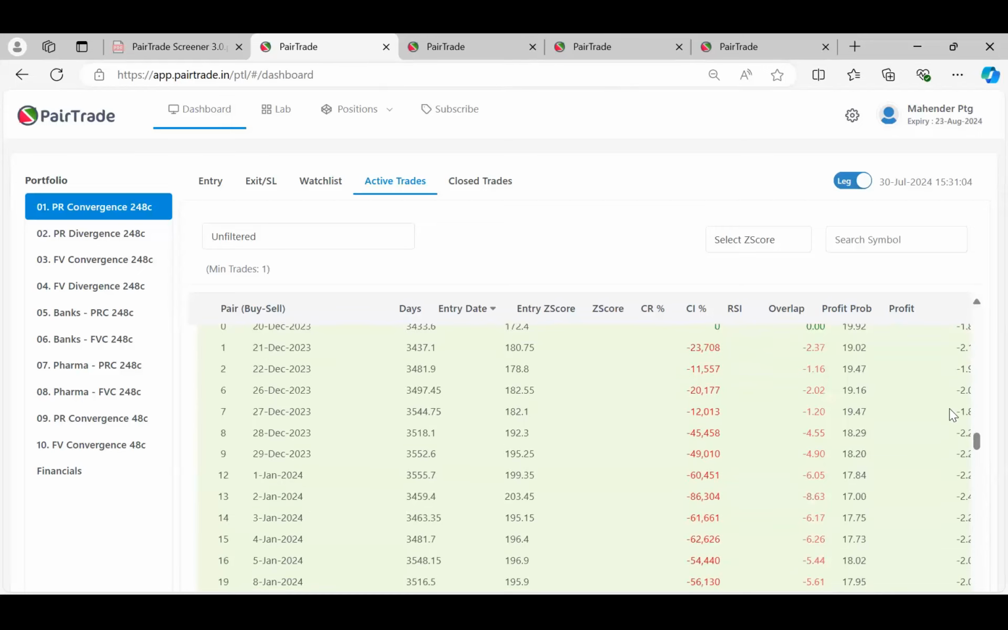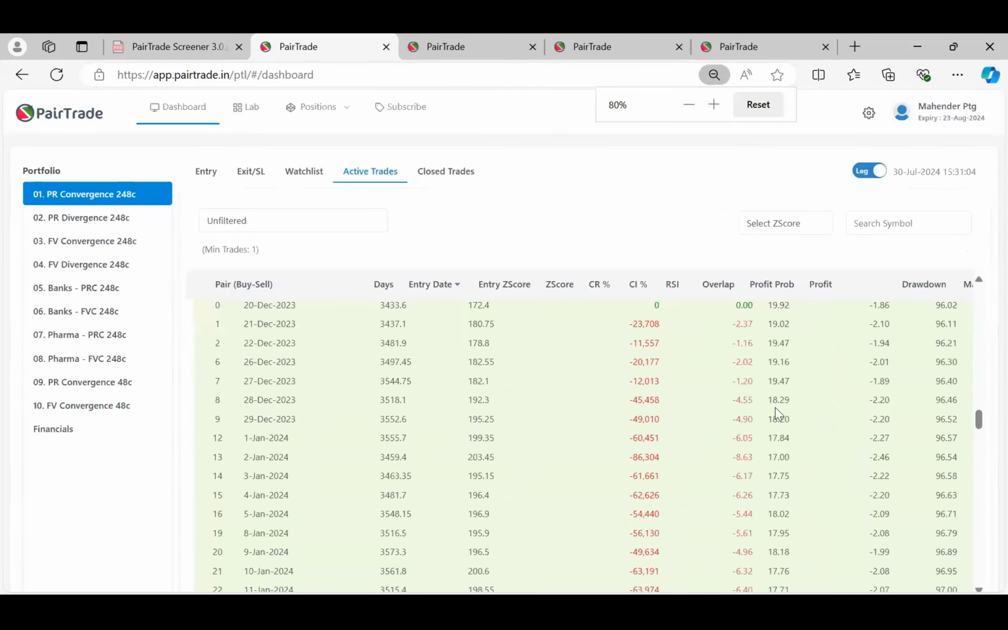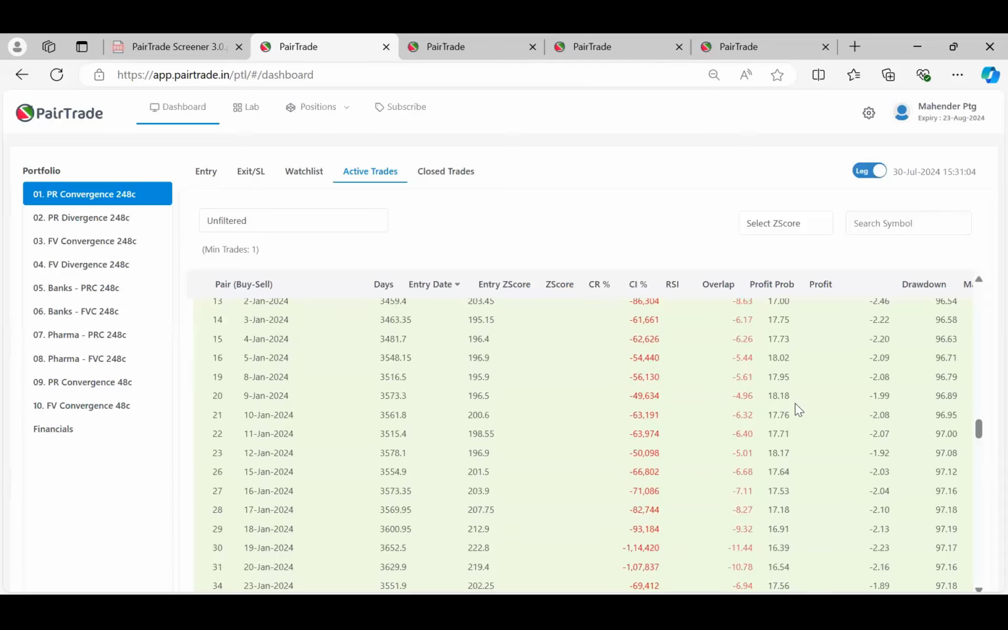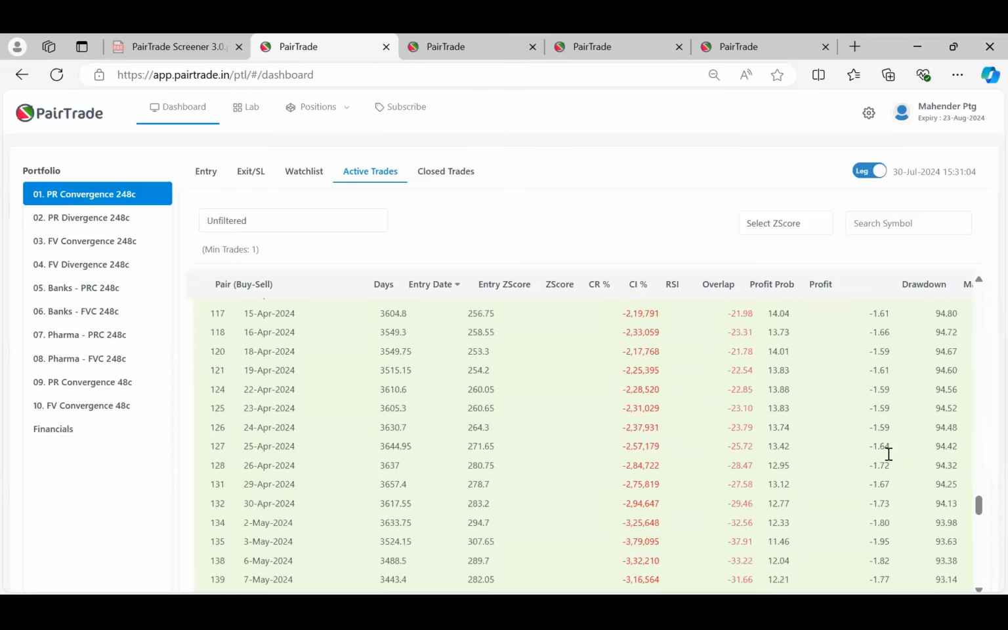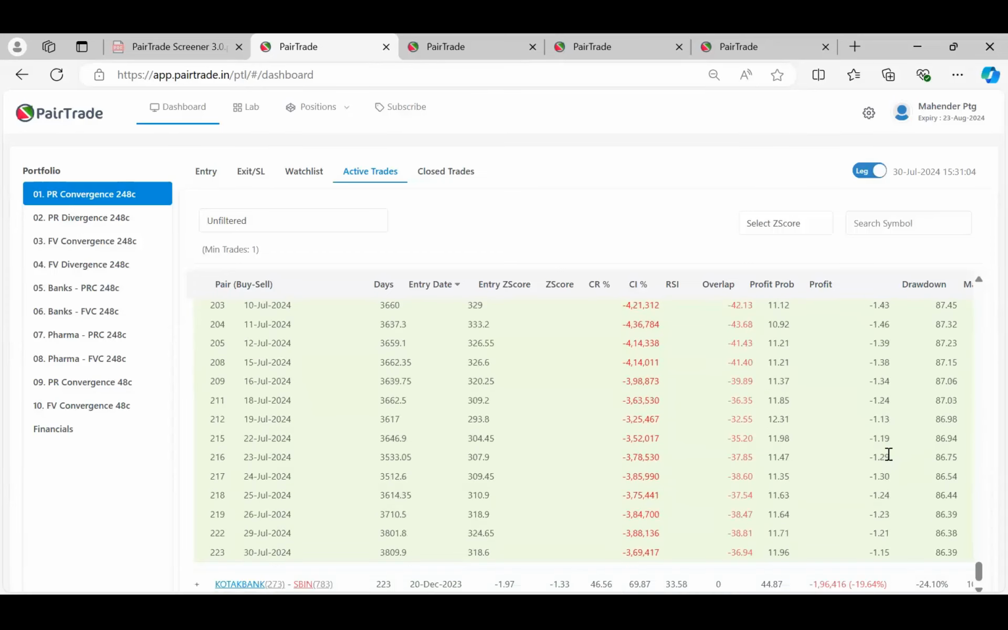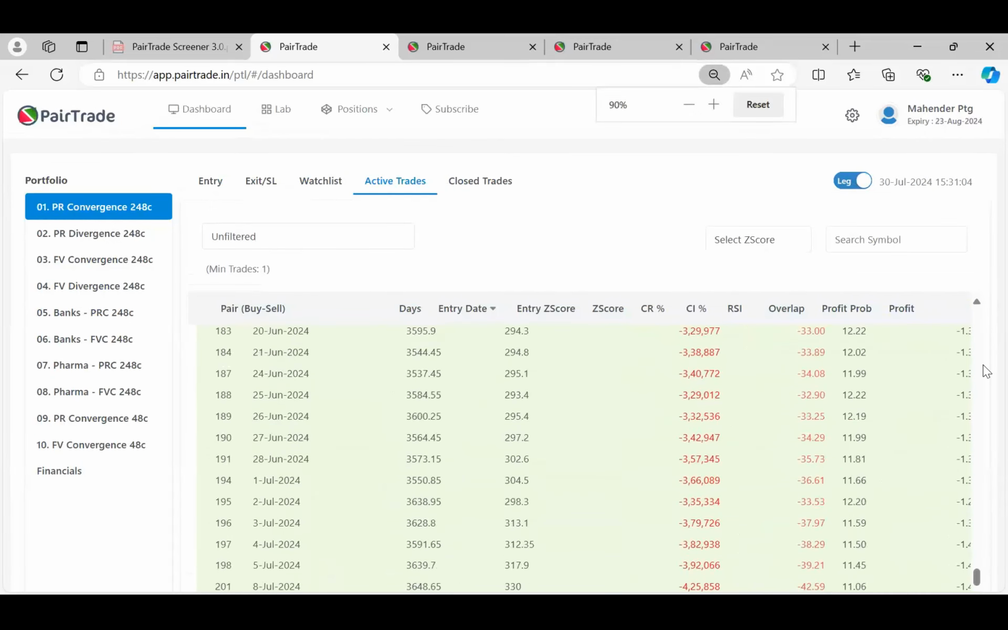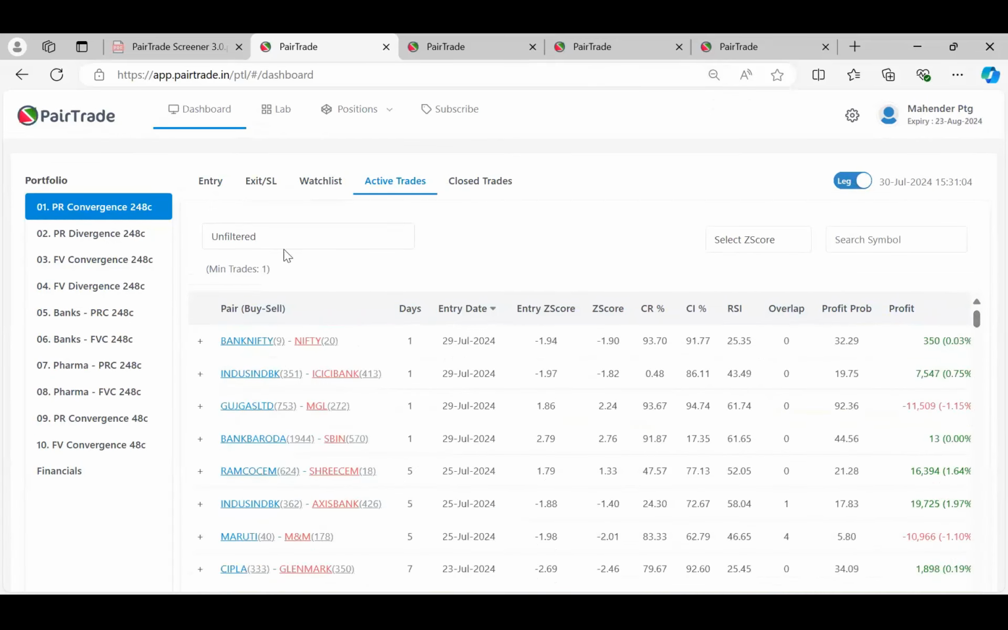I can see 223 days, it is still going on from the first day itself. Entered at 1.68. It is hovering around 2 standard deviation, below 2. It has not come to 1 standard deviation. This is the lowest it has come. It may come to 1 standard deviation, but you will end up in loss because it has taken so many days. Instead of the price ratio coming down, the mean has moved up. So definitely you will get a loss. Okay, so this is unfiltered.